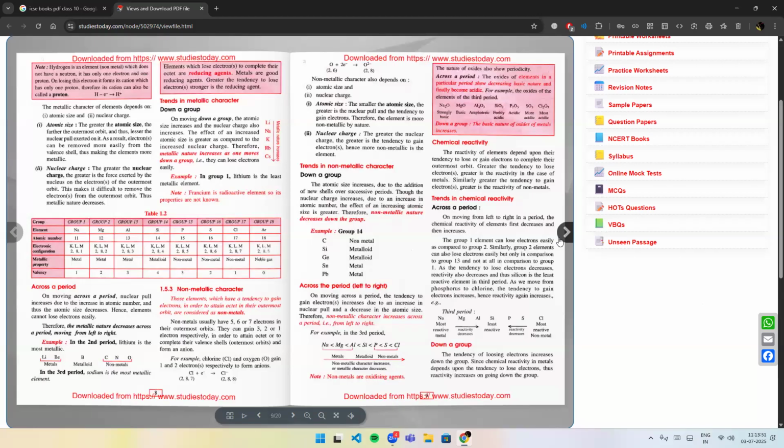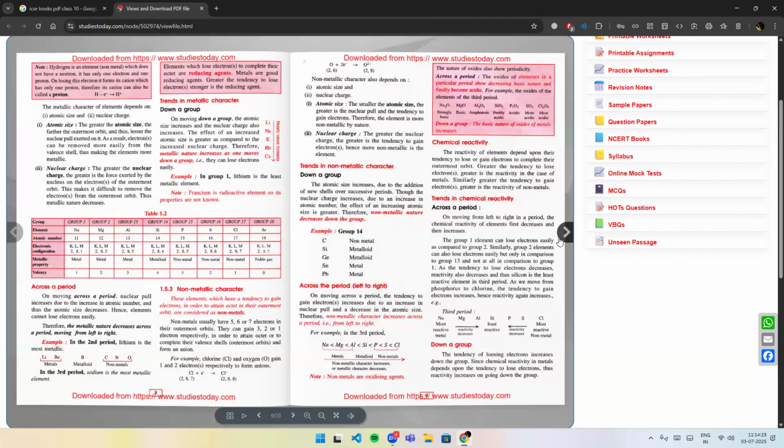Across a period. On moving across a period, nuclear pull increases due to increase in atomic number and thus the atomic size decreases. Hence, elements cannot lose electrons easily. Therefore, the metallic character or nature decreases across a period, moving from left to right. Example, in the second period, lithium is the most metallic. In the third period, sodium is the most metallic element.